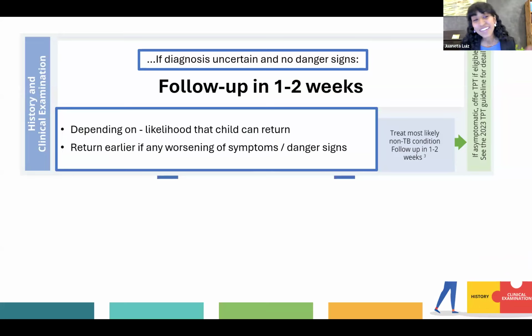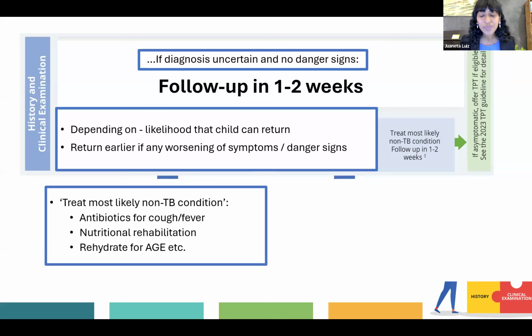But this is really depending on the likelihood that your child can return, and especially if they can return earlier, if any worsening symptoms or danger signs. So it's very different if you're in an urban setting compared to if you're in a mountain in the Transkei and your child has to travel quite far to get to you. But if you do have the luxury of a follow-up in 1 to 2 weeks, make an effort to treat the most likely non-TB condition.